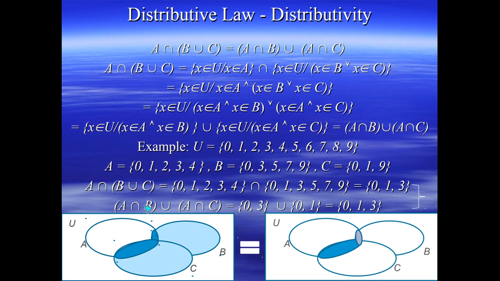And what is the right-hand side? A intersection B union A intersection C. Both A intersection B and A intersection C in parentheses. What is A intersection B? 0, 3, common elements. What is A intersection C? 0, 1, common elements. 9 is not common. So what shall I do? I will unite them. 0, 3 union 0, 1 is 0, 1, 3. I see the first one. Yes, they are equal. So the left-hand side and right-hand side are equal also in the example.